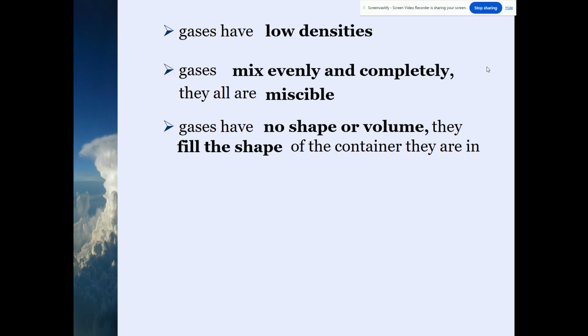They fill the shape of the container they're in. So that's what I was mentioning before. When I talk about the volume of a gas, it's not necessarily the amount of gas you have. It is what space it is allowed to move around in, because it fills the space of its container.